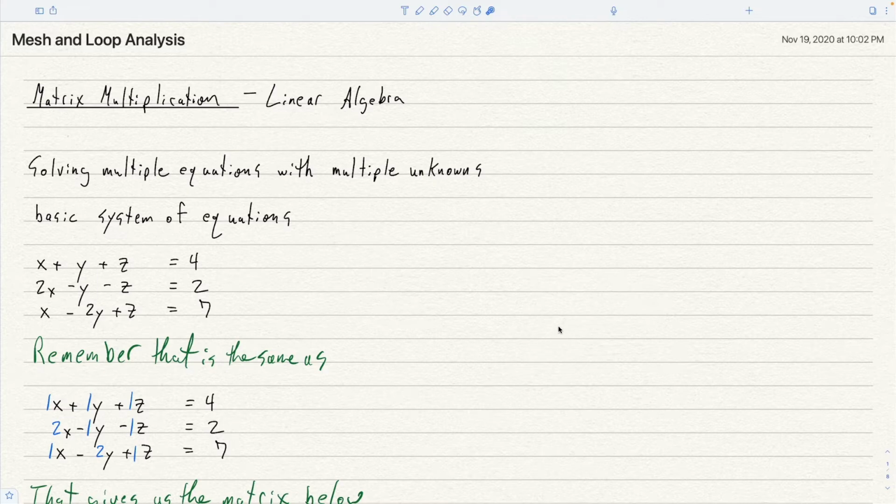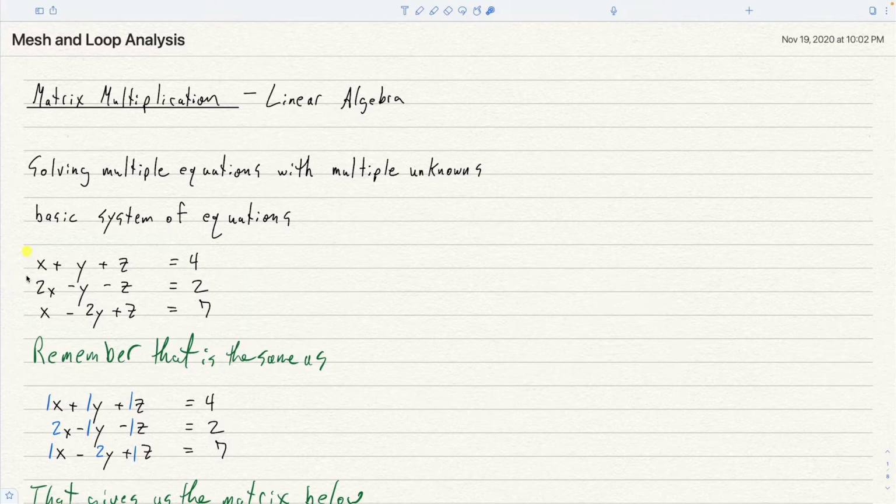calculator. I will briefly talk about how the linear algebra setup relates to the circuit analysis setup and how to enter that information into your calculator. Matrix multiplication is a linear algebraic principle. You are solving multiple equations with multiple unknowns.